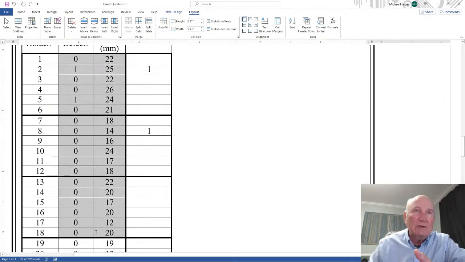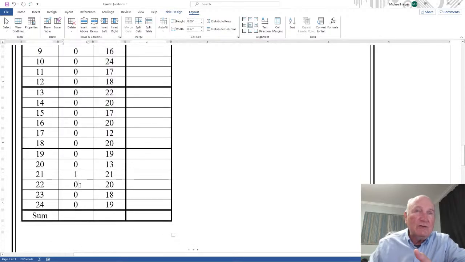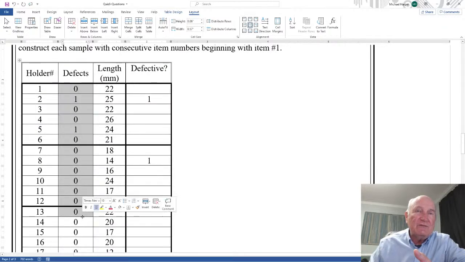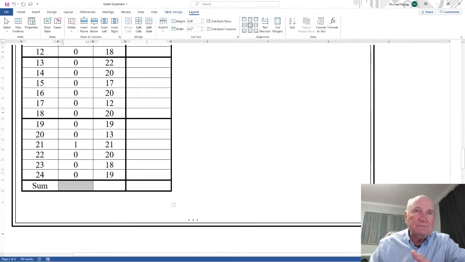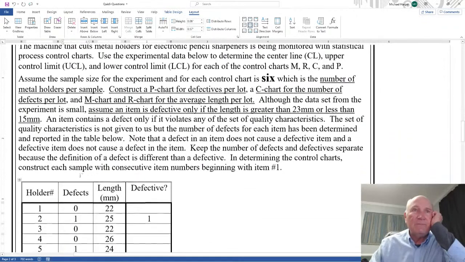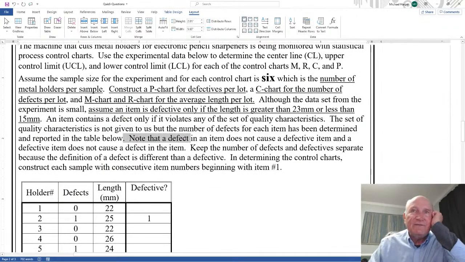There's 1, 1, 1. I don't think I put more than 1. You could have had 2, but these are really small, aren't they? So you count up the number of defects and you put the sum right there. So now you know how many defectives there are and how many defects there are. Note that a defect in an item does not cause a defective item, and a defective item does not cause a defect in the item. Keep the number of defects and defectives separate because the definition of a defect is different than a defective.